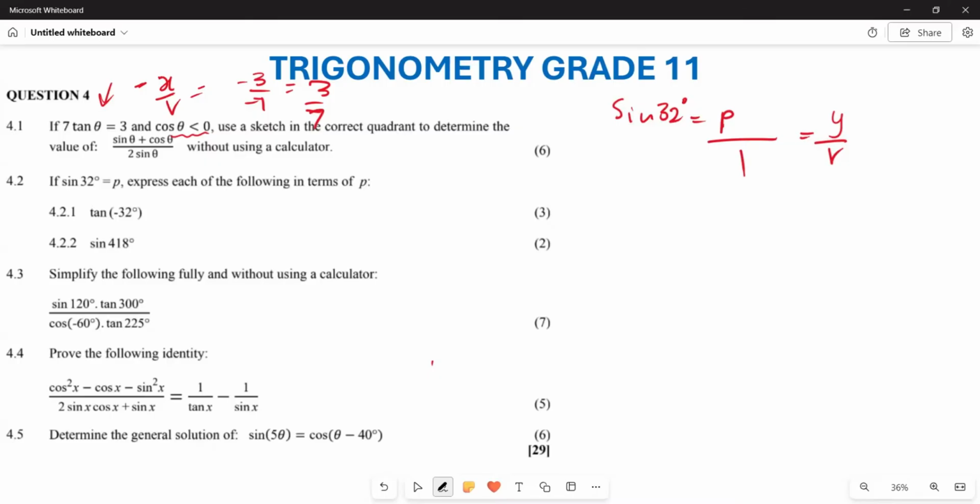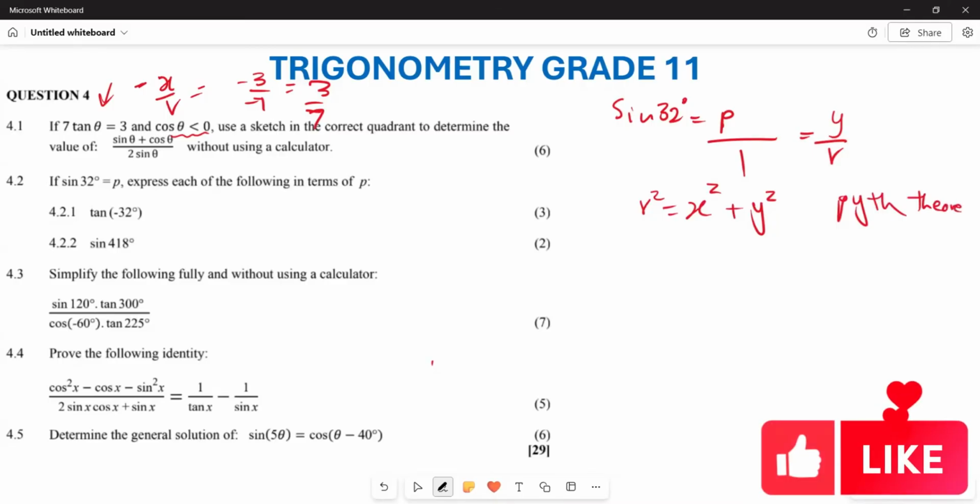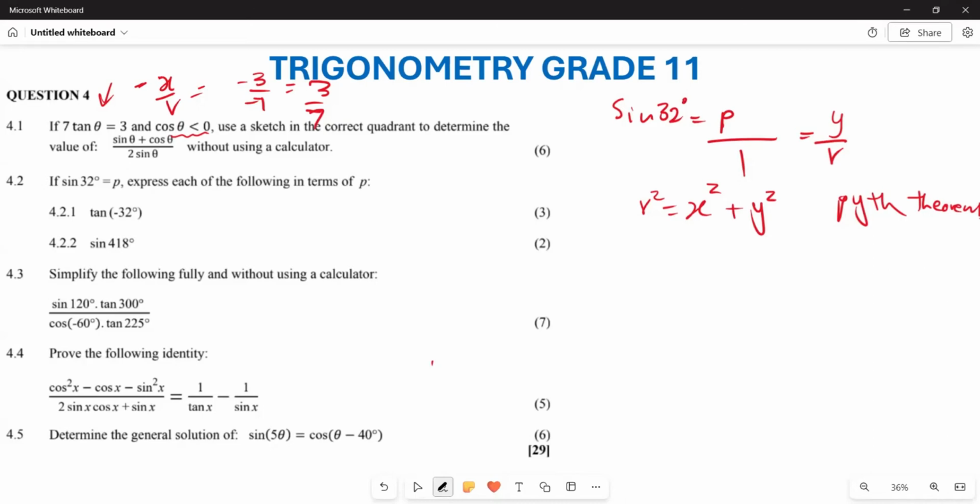And as always, you must start by finding out the value of your x, y, and r. So you're going to say, look, my r squared is equal to my x squared plus my y squared. This is your Pythagoras theorem, right? Or the theorem of Pythagoras. And now from here, you are going to say, look, my x squared is actually going to be the same as 1 subtract your p, all of this squared, right?